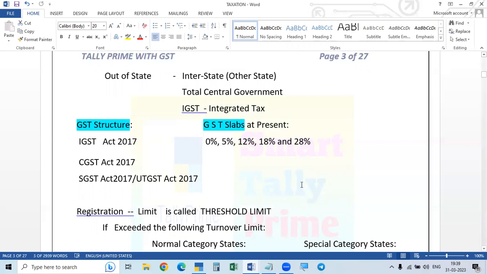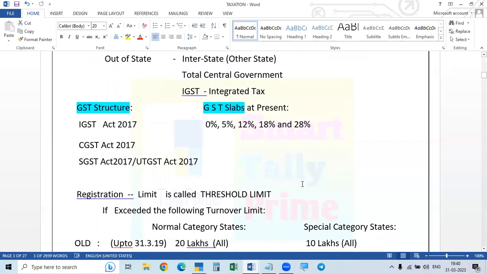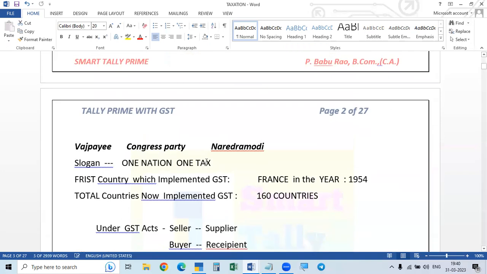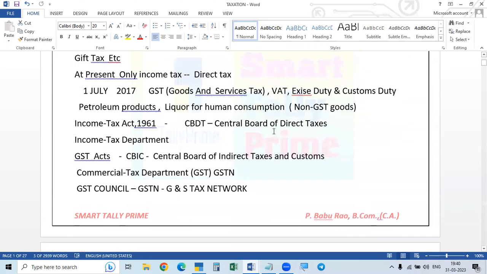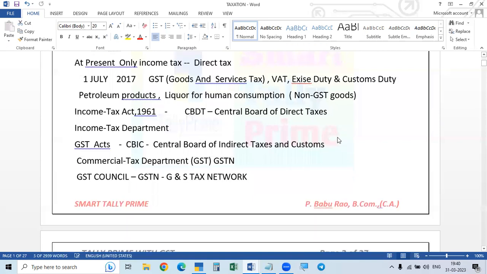But exempted means they are exempted completely. They are never taxed under the GST. No tax is leviable on them. They come under GST only, but they are exempted from the tax. Petroleum products and liquor for human consumption are not at all under GST. They are called non-GST goods.